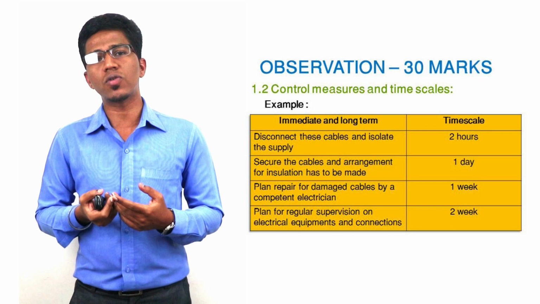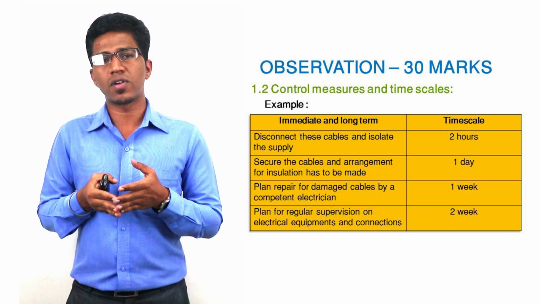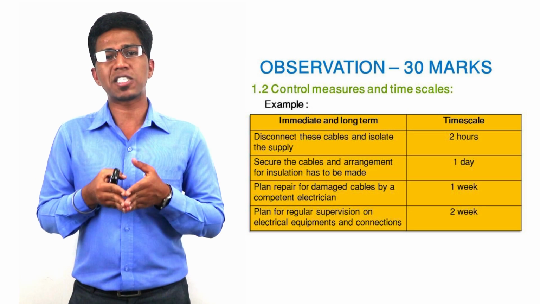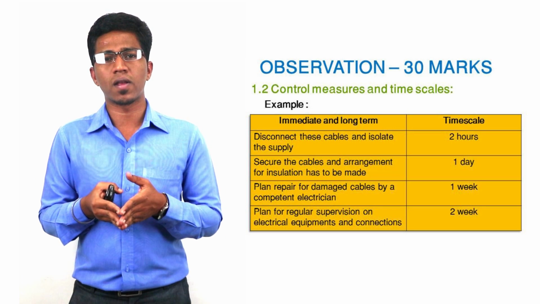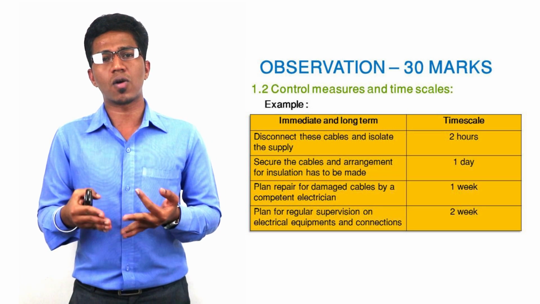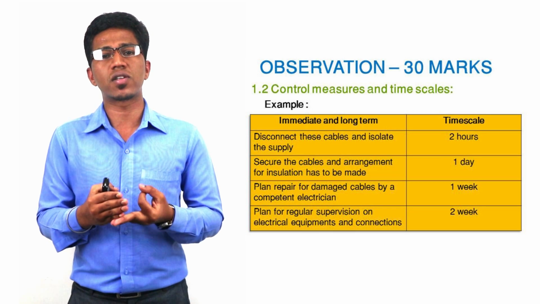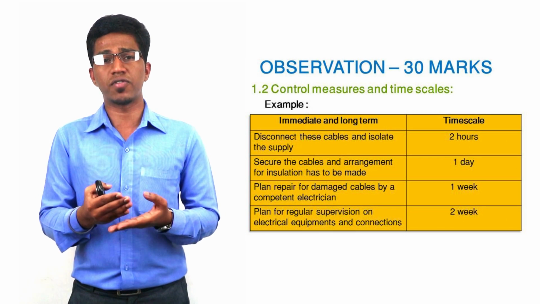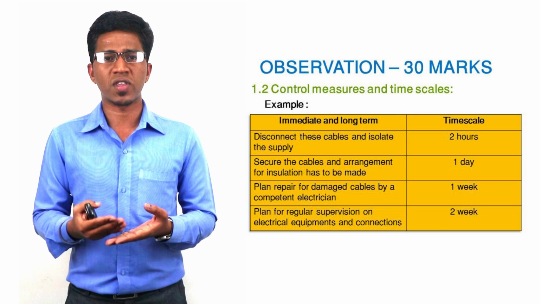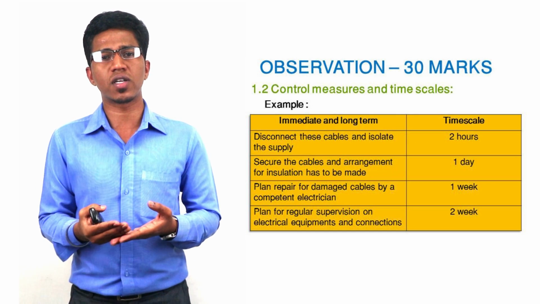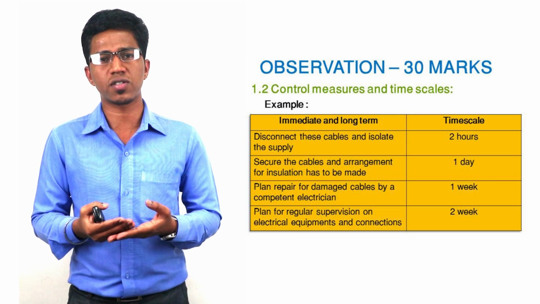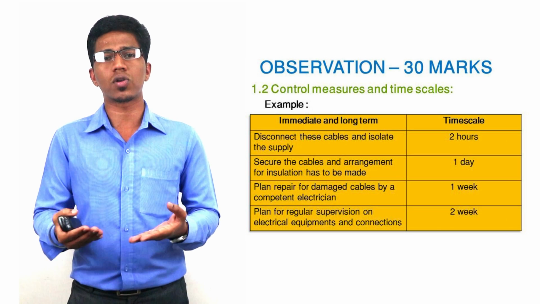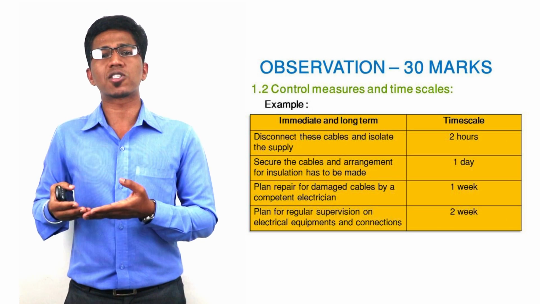When it comes to control measures, do not give general control measures. Be specific in what you're writing, such as PPE, training or inspections. These are general terms. You need to be specific. If it's PPE, what type of PPE? If it is inspection, where you want to conduct the inspection, on what you want to conduct the inspection, training on what. So these things must be specific.